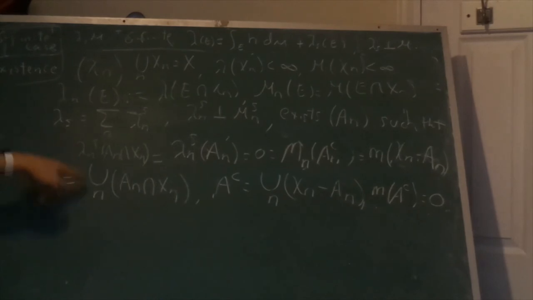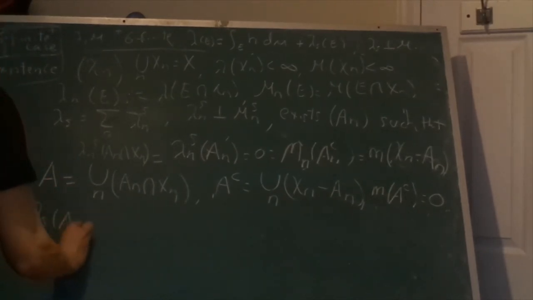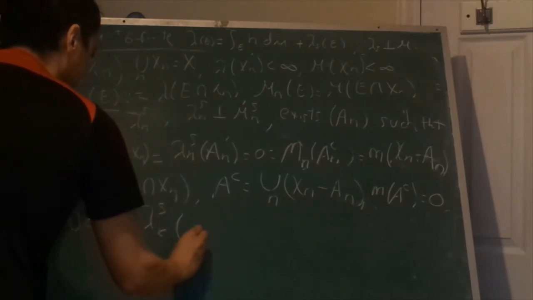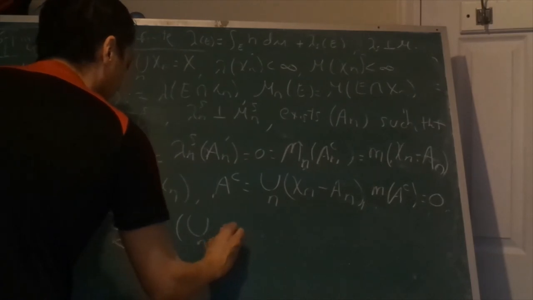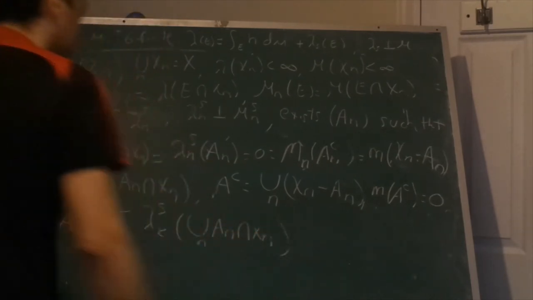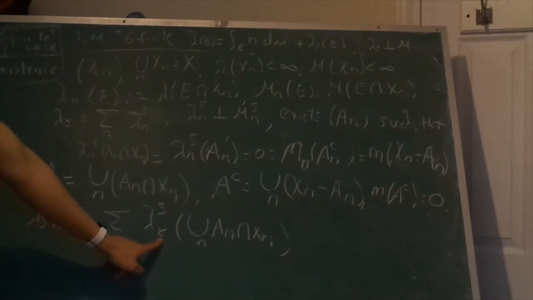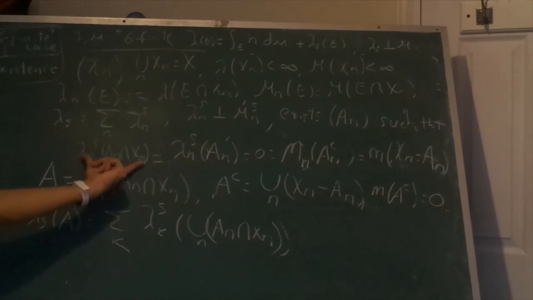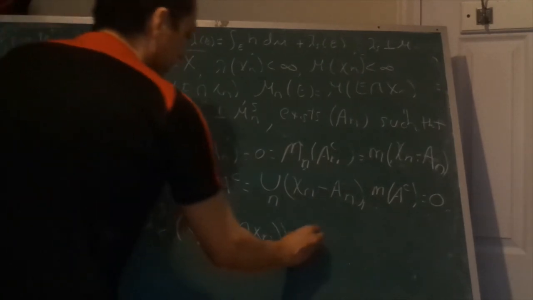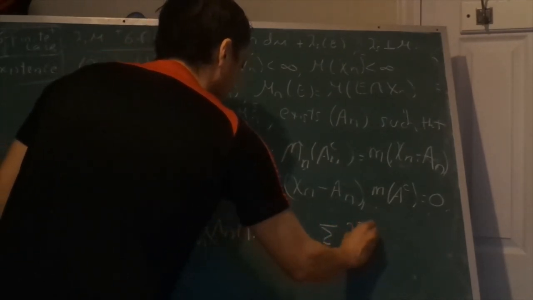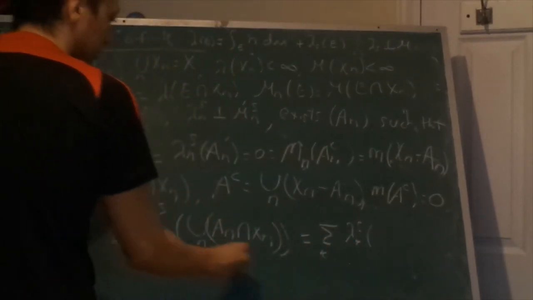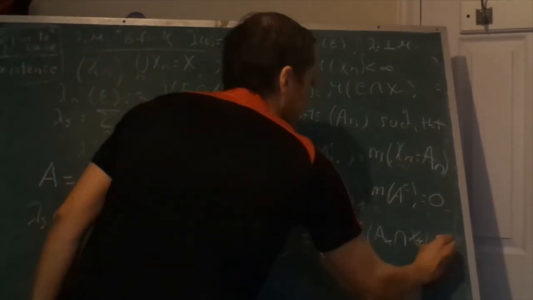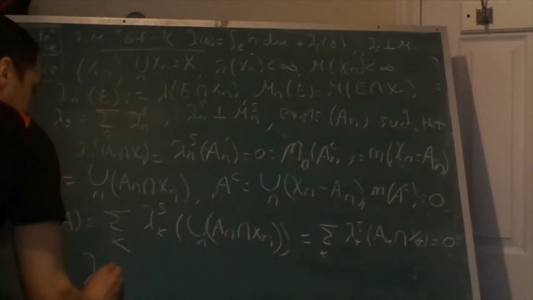And now, what does lambda s do on this set? So, lambda s of A is the sum over k of lambda k s of A. That's the union over n of An intersected Xn. Now, lambda k is 0 on every Xn that is not k. This part of the formula. So, this is the sum over k of lambda k s of Ak intersected Xk, and this is 0. So in fact lambda s is mutually singular with mu.